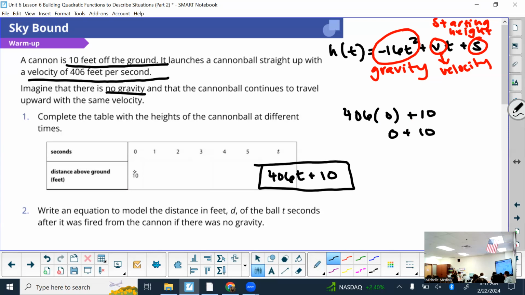Now you should have filled in the table, and if you didn't, you now have the correct expression. So we need to wait for you to do the calculation. But table 7, when t is 1, what's my output? All right, so we're doing 1 times 406, which is 406, plus 10 is 417.